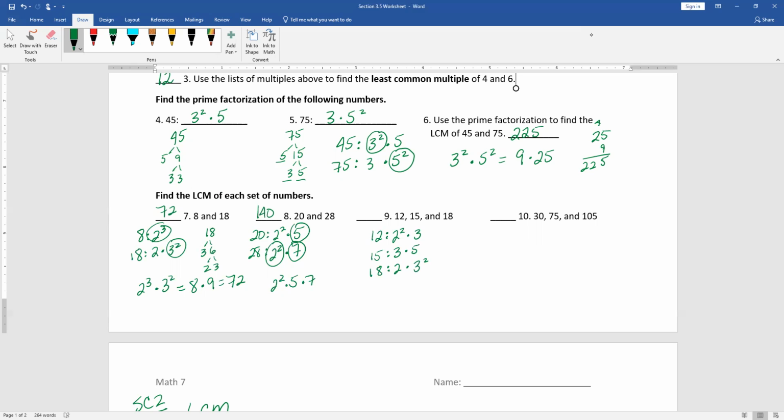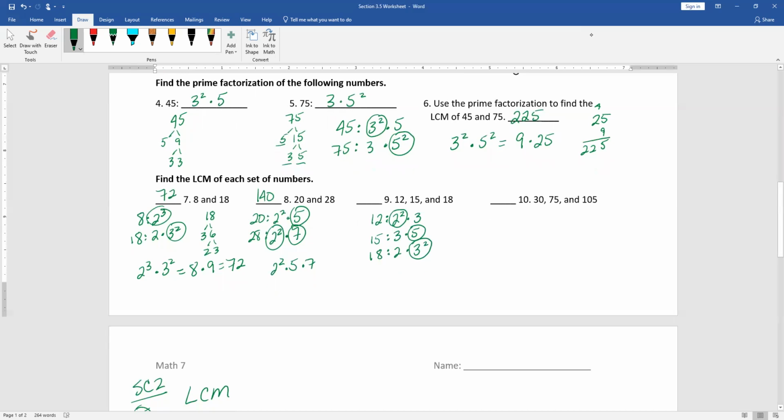So we have a 2 in 12 and 18. 12 has the highest exponent, so we use that one. They all have a 3, but 18 has 3 squared, which is our highest exponent. And 15 has a 5. And even though the other two don't have it, we have to include it because all prime numbers that exist in the numbers you're comparing have to go into the least common multiple.